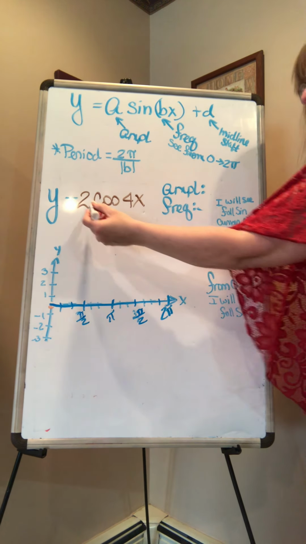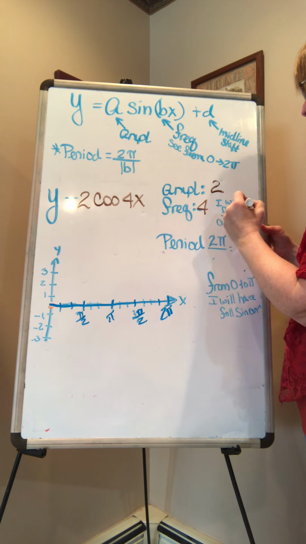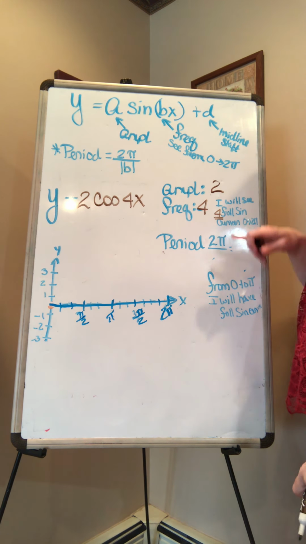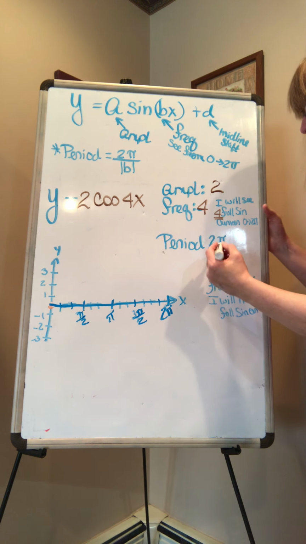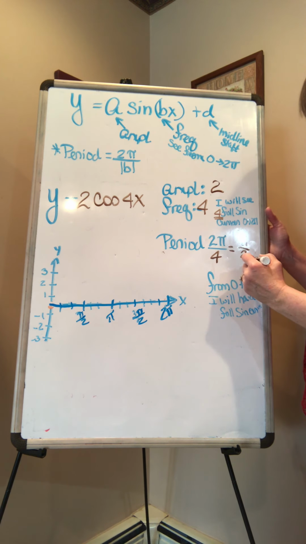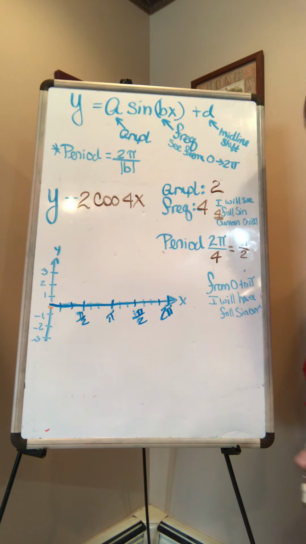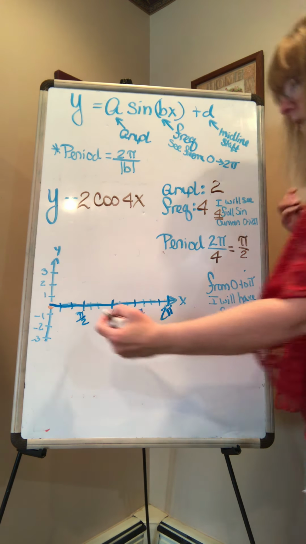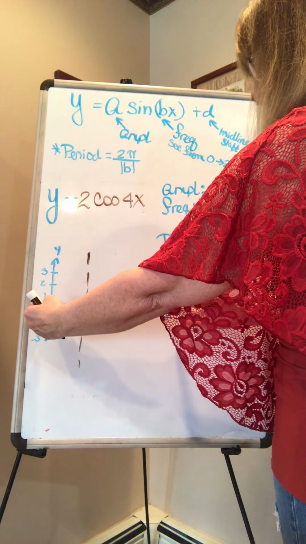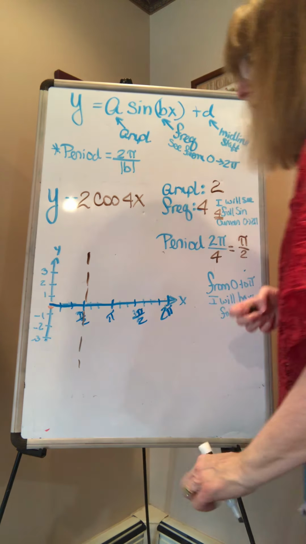So my amplitude, my height is now 2. My frequency is 4. I am going to see 4 full cosine curves between 0 and 2 pi. And my period is going to be pi over 2, 90 degrees. I am going to see a full curve by 90 degrees. That means I shrank my graph from the 4 quadrants basically down to 1 quadrant on the graph, 90 degrees.